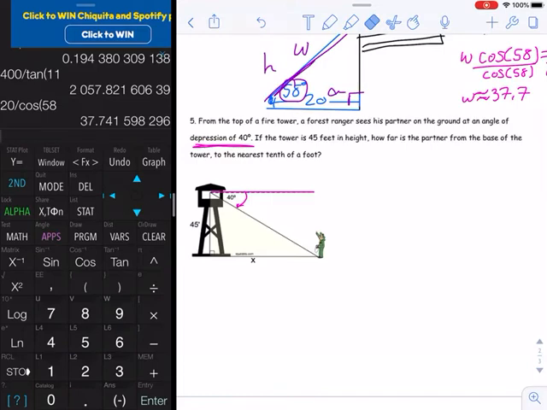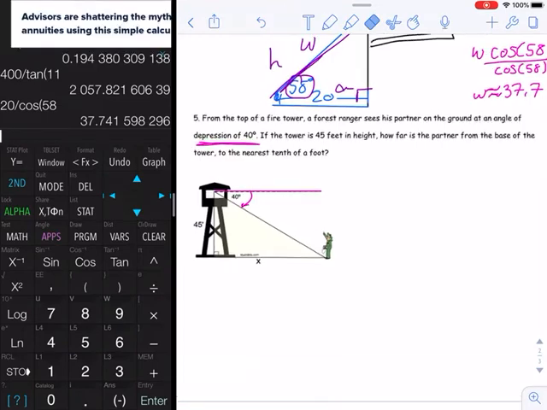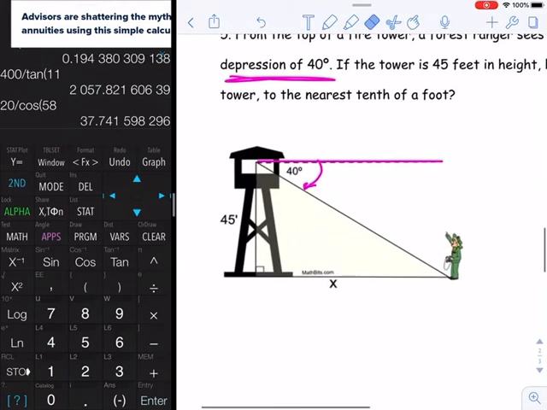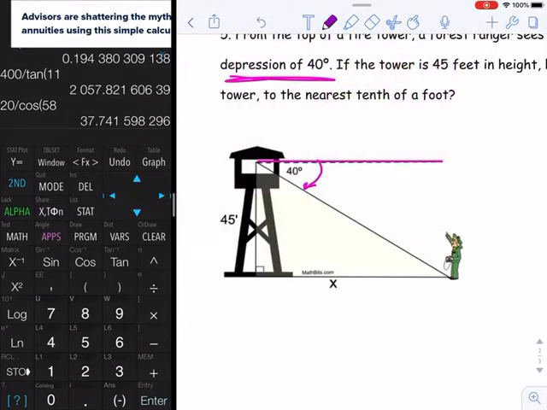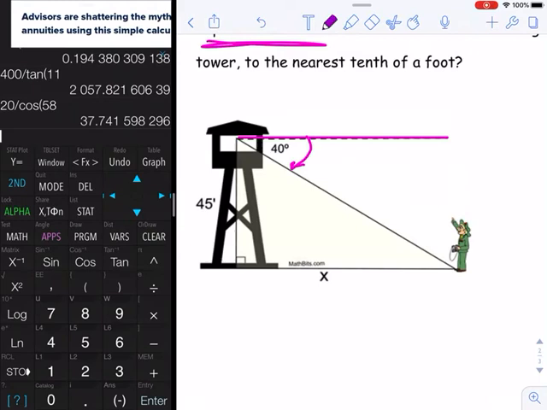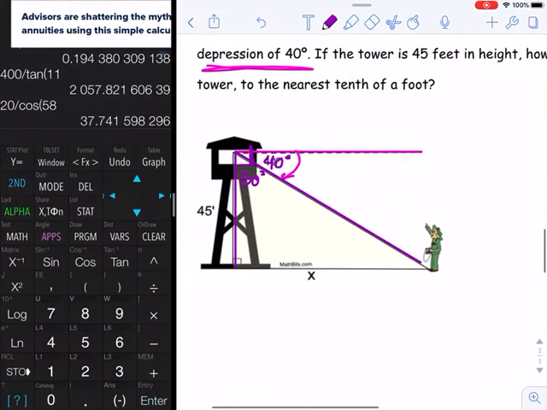If the tower is 40 feet in height, how far is the partner from the base of the tower to the nearest foot? Alright. So there's a bunch of ways to do this problem. Probably the easiest way, and the way that's going to take the least amount of explanation, is to say, well, since this is 40 degrees right here, this has to be 50 degrees. Again, bunch of ways to do this. This is probably the easiest way because they make a right angle. These two angles are complementary.